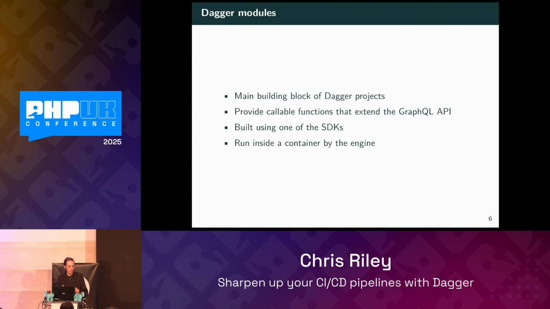When you have a module, the Dagger engine spins up a container in the background to run your module's code inside of. So it sets up all the environment for it already, and then it provides an entry point for Dagger to call, which does a lot of the work of telling Dagger what functions are available and how to call them. You'll see that when we dig into it in a bit more detail in a few minutes.